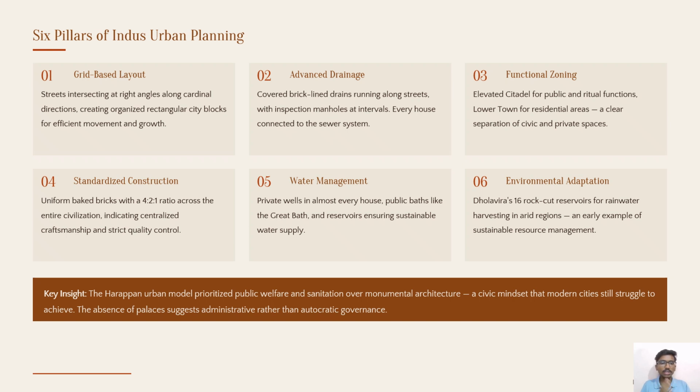Standardized construction: uniform baked bricks with a ratio of 4:2:1 across the entire civilization, indicating centralized craftsmanship and strict quality control. Water management: private wells in almost every house, public baths like the Great Bath, and reservoirs, ensuring sustainable water supply. Environmental adaptation: Dholavira's rock-cut reservoirs for rainwater harvesting in an arid region, an early example of sustainable resource management.